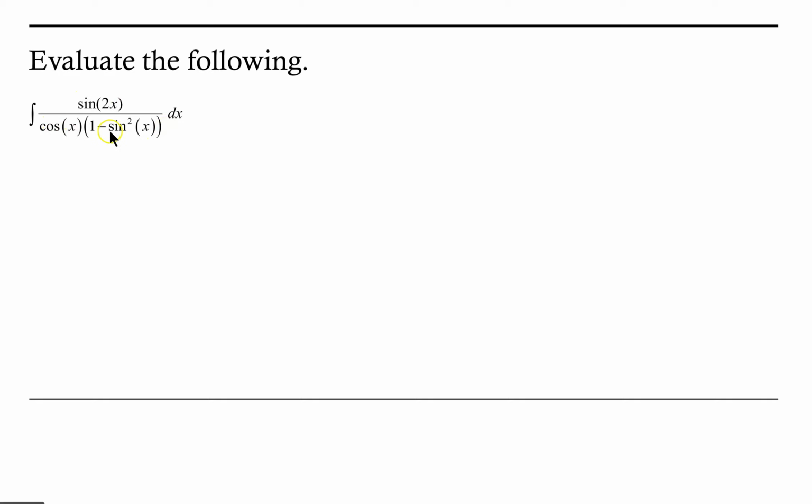In its current form, we have no strategies that will help us find the antiderivative of this integrand. However, we can use some trigonometric identities to help us rewrite the integrand in an equivalent form. And in this equivalent form, we can use our knowledge of basic derivatives to find the antiderivative.